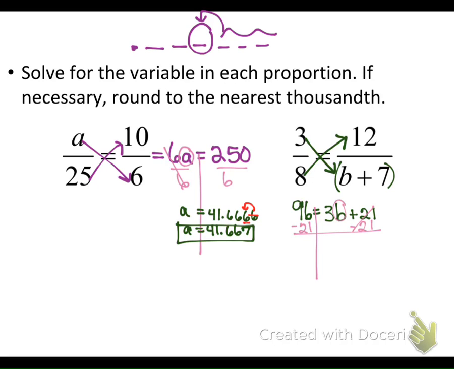96 minus 21 is 70. Like 70 what? Well, what's 6 minus 1? Oh, it's 75. 5 equals 3b. Okay? You divide by 3. I'm going to divide it by 3.